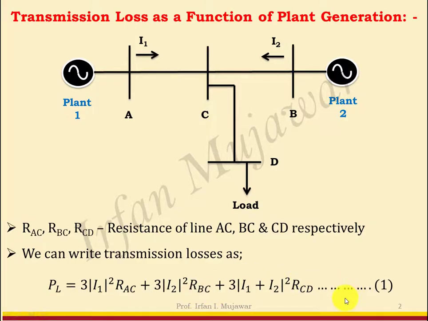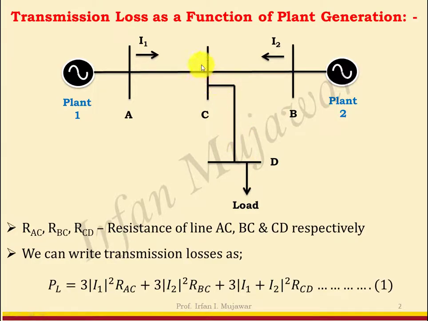Now how did we get this equation? We know that power loss can be expressed as I square into R if there is one conductor. Now as the practical system is a three-phase system, here we have to multiply by 3. So power loss in line AC will be 3 times I1 square RAC, that is given here. Power loss in line BC will be 3 times I2 square RBC, that is given here. And power loss in line CD will be equal to 3 times the current flowing through line CD square into RCD. Now how much is the current flowing through line CD?